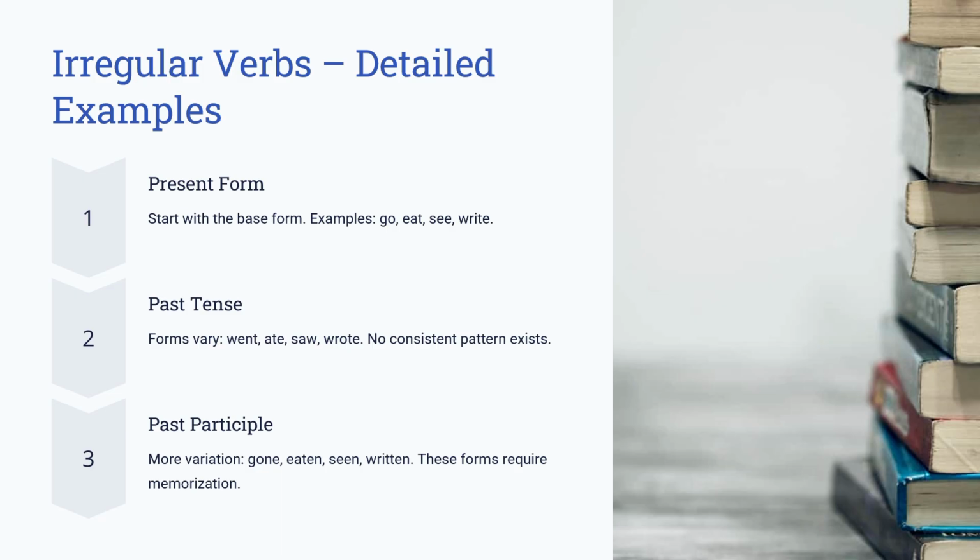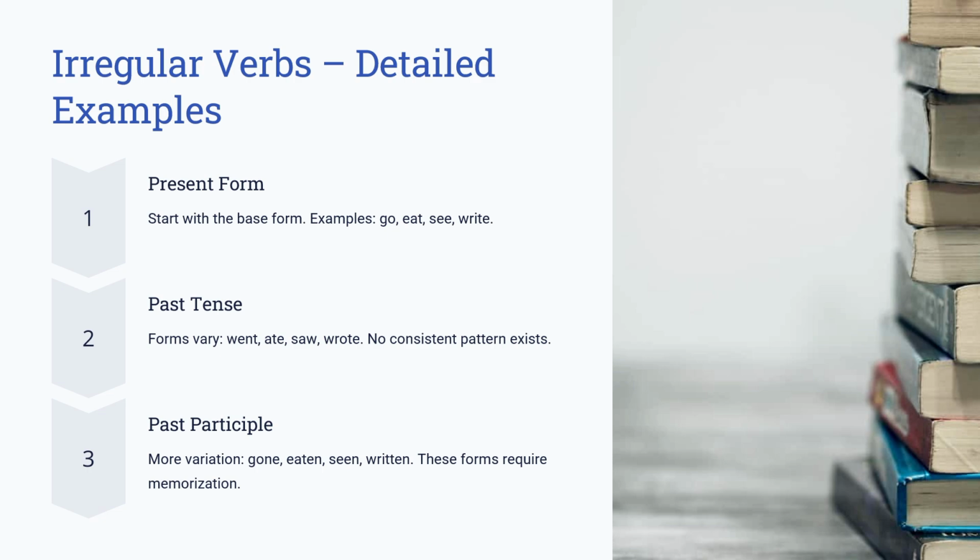Okay, so now let's look at the irregular verbs in action with some detailed examples. As we discussed, irregular verbs don't follow predictable patterns, so their past tense and past participle forms have to be memorized. Here are some examples of irregular verbs in sentences. If we start with the present form, we have examples like go, eat, see, write. For example, I go to the gym every morning. She eats lunch at noon. They see the sunrise from their balcony. He writes in his journal every night.